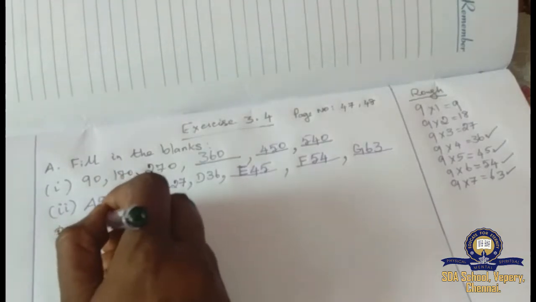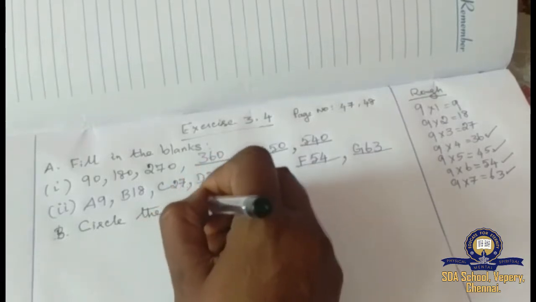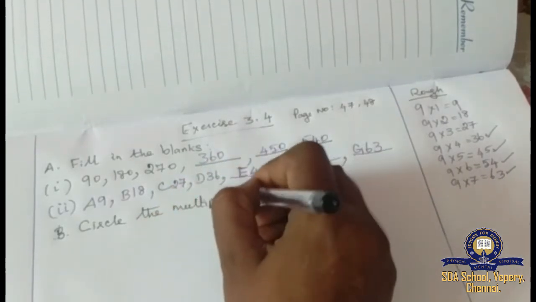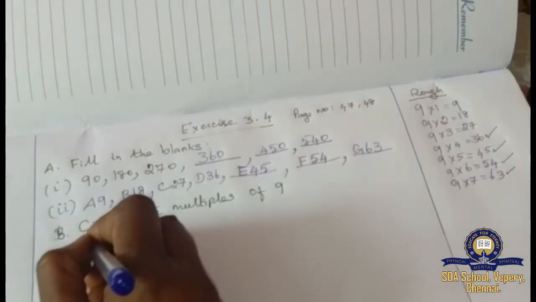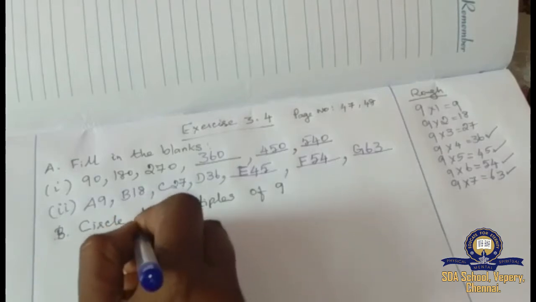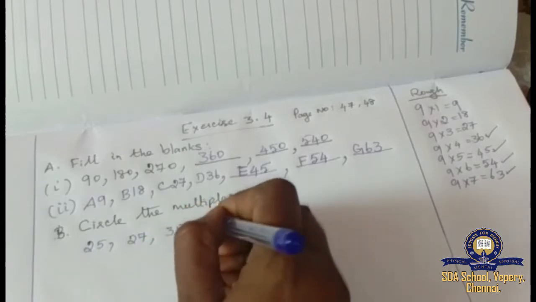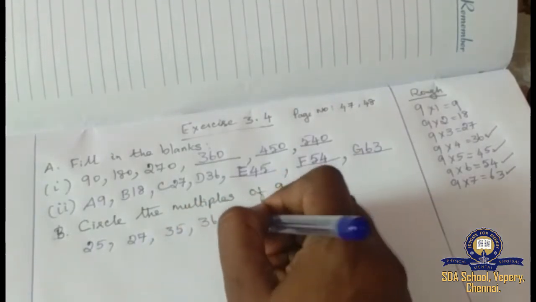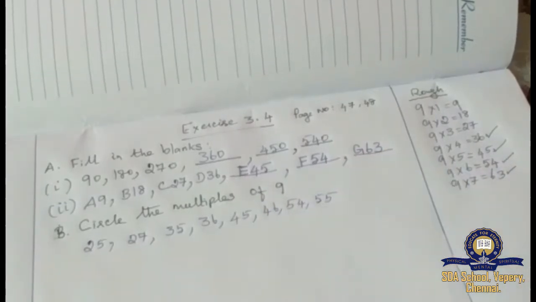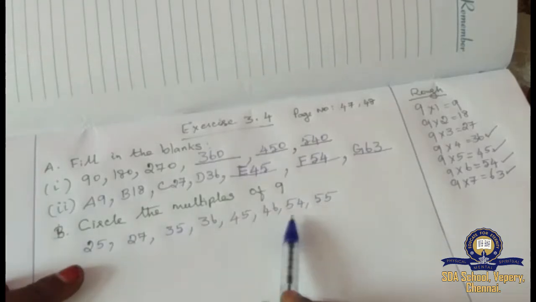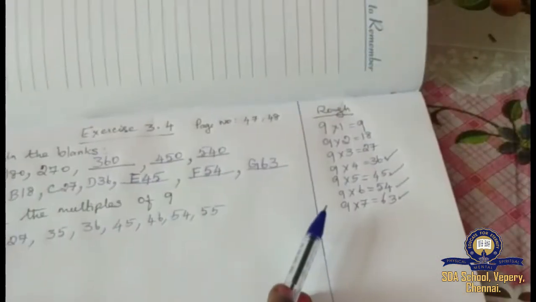Circle the multiples of 9. First number is 25, second number is 27, third number is 35 and 36, 45, 46, 54, 55. Here the multiples of 9, up to 55 is here first. In the 9 table check whether these numbers are present here.